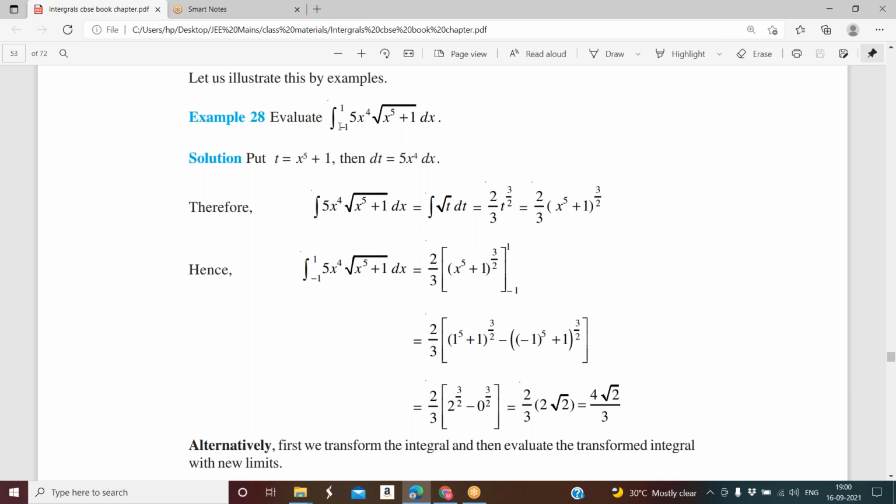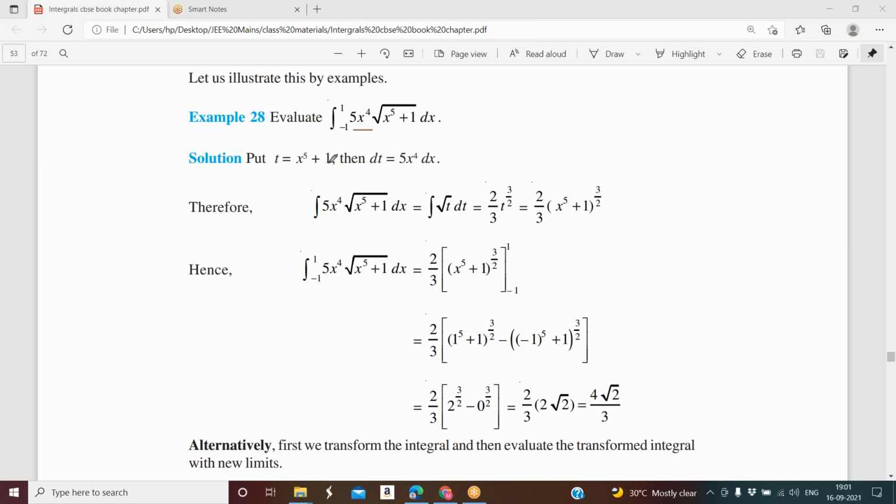How are we going to evaluate this integral? By using the substitution method. What substitution are we going to use? x power 5 plus 1 equal to t. Because we know that the differentiation of x power 5 is 5x to the power 4, and that is present in the integrand. So I am going to take x power 5 plus 1 as t.